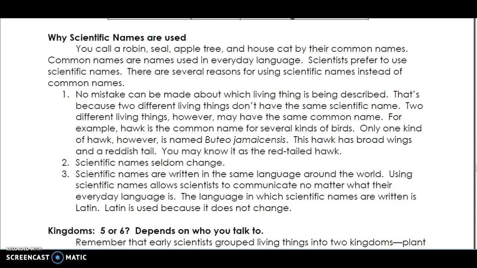Two. Scientific names seldom change. Three. Scientific names are written in the same language around the world. Using scientific names allows scientists to communicate no matter what their everyday language is. The language in which scientific names are written is Latin. Latin is used because it does not change.